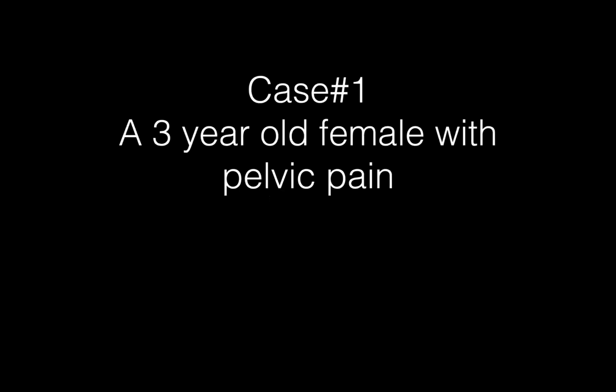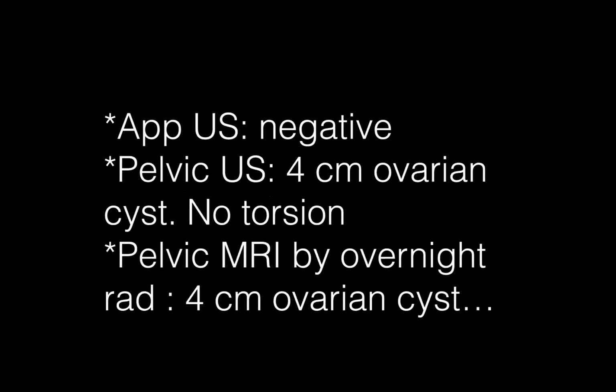So here's the first case. This was a 3-year-old who presented with pain in the pelvis and came to the emergency room. And so the story here is that an ultrasound was done to look for appendicitis, and that was negative. And then there was a pelvic ultrasound, and an ovarian cyst was seen. And then they finally got an MR. And so I'll show you these.